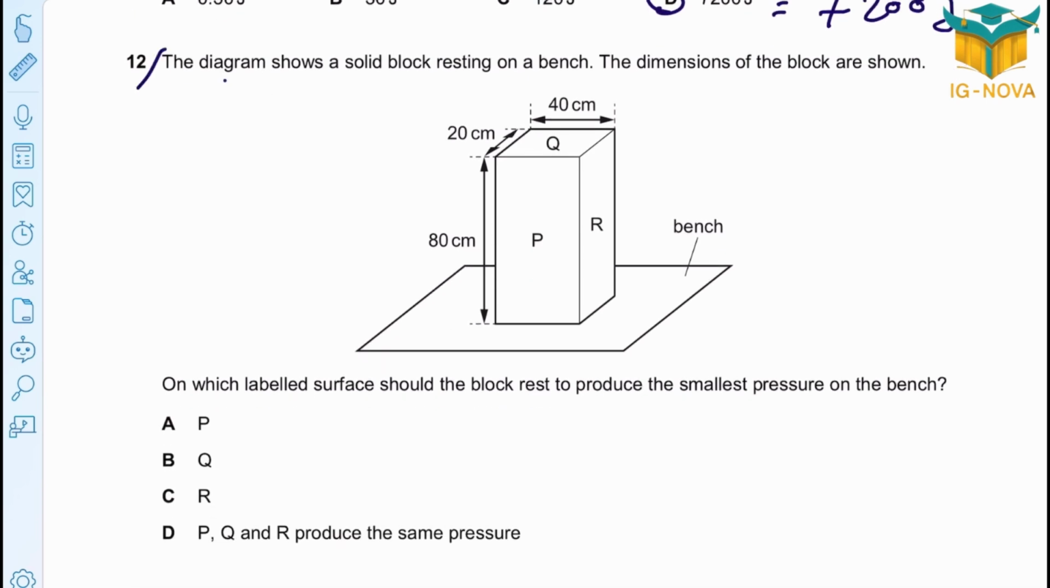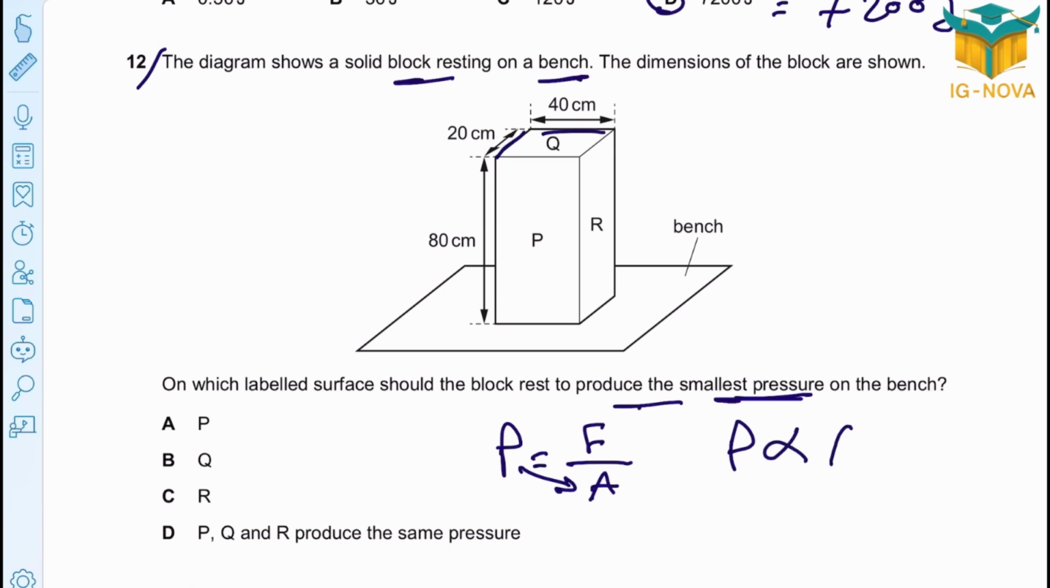Question 12. The diagram shows a solid block resting on a bench. The dimensions of the block are shown here: 40, 20, and 80. Q, P, and R are three surfaces. In which labeled surface would the block rest to produce the smallest pressure? For the pressure rule, P equals force over A. The relation between pressure and surface area is an inverse relation. Smallest pressure means the highest surface area. The highest surface area, which one? Q or R or P? It's P. From the geometry, the shape, this has the largest surface area. So P is the correct option.